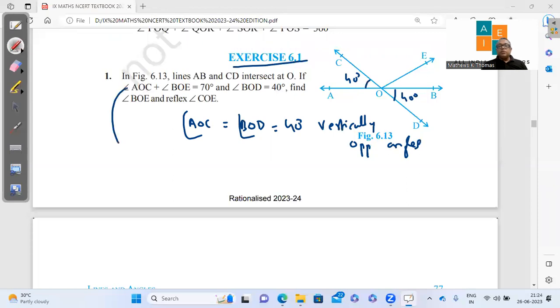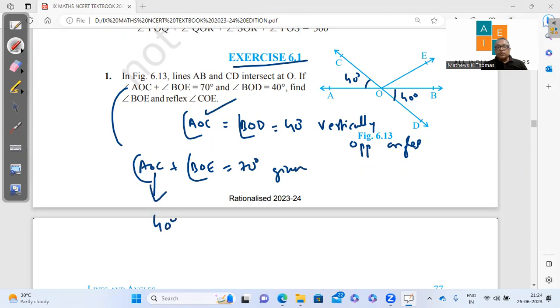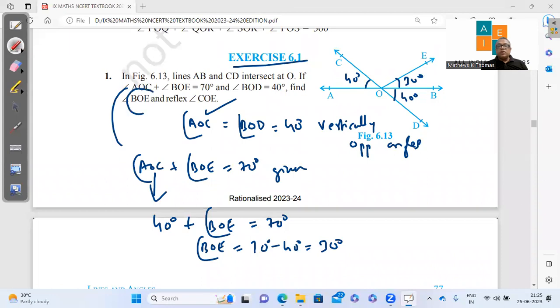Now we go to the next piece of information, that angle AOC plus angle BOE is given 70. This is already given to us. Now we have already found out the value of angle AOC as 40. And therefore we can replace here the value of AOC as 40. And therefore what happens? Angle BOE will be 70 minus 40. That will be 30. So we've got angle BOE as 30. Now we attempt the question that we have to find out angle BOE, that we have found out.